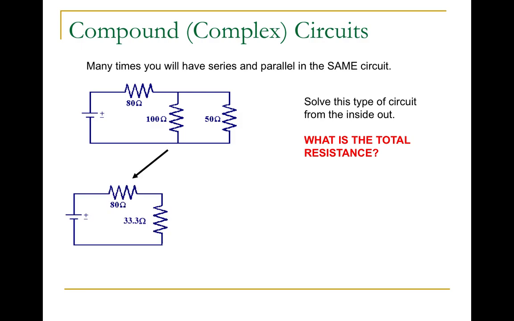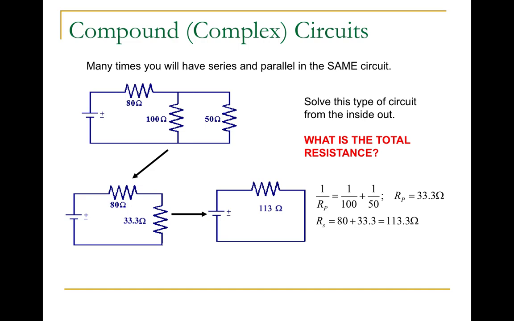So to find the total resistance here, I'm going to first look at my 2 resistors that are wired in parallel. The 100 ohm resistor is wired in parallel with the 50 ohm resistor. So I'm going to find the equivalent resistance between the 50 and the 100 ohm resistor first. So 1 over 100 plus 1 over 50, take the inverse of that, gives me 33.3 ohms. And I can turn this now into a series circuit. In series, we're just going to add resistors. So I get an equivalent resistance of 113 ohms.